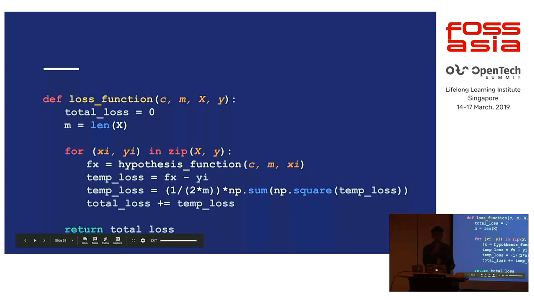An iteration is basically one step closer to our final objective of optimizing that line to the best fit line. Again, we get the hypothesis function, which is basically y equals mx plus c, or f(x) equals mx plus c. We find the difference between our line and the actual real value. We square them, we take the sum across all training examples, and we take the average, and we accumulate it in this total loss variable over here, and we return the total loss.